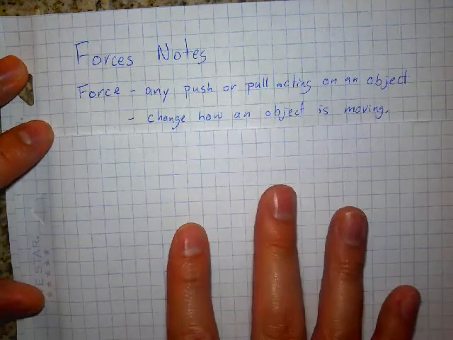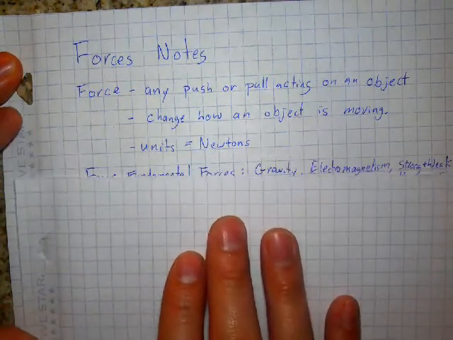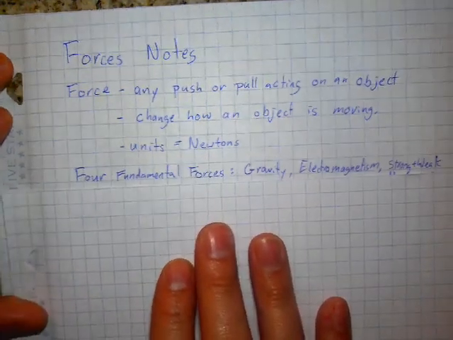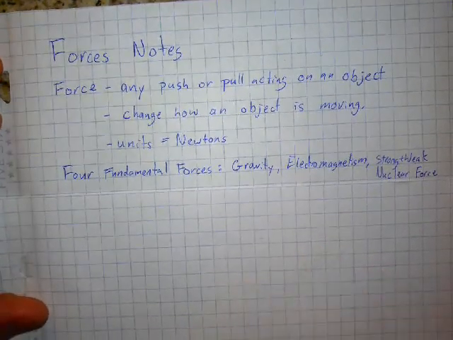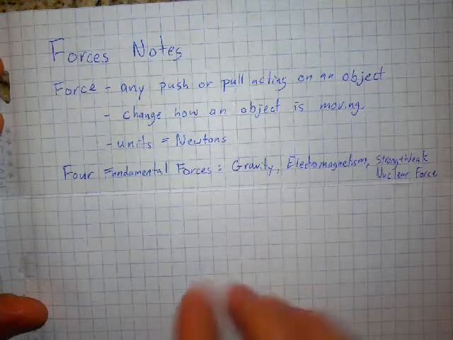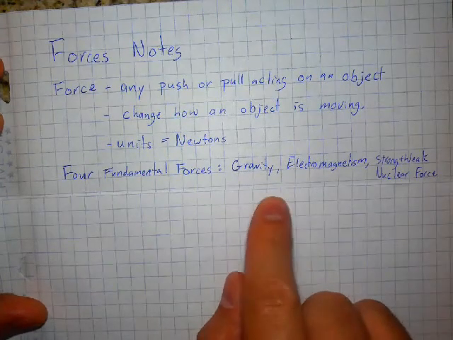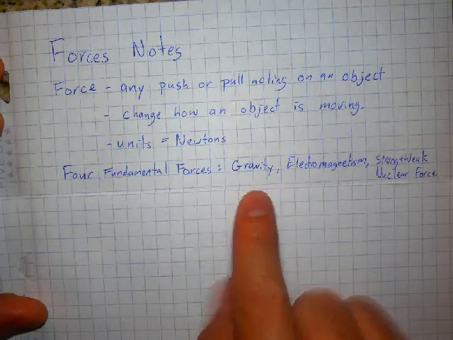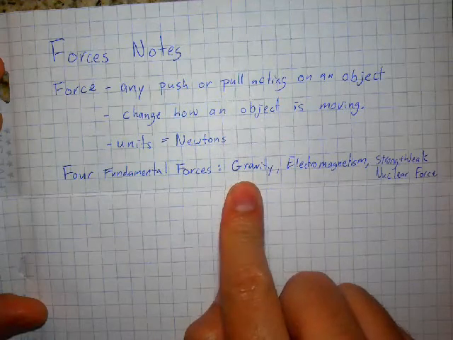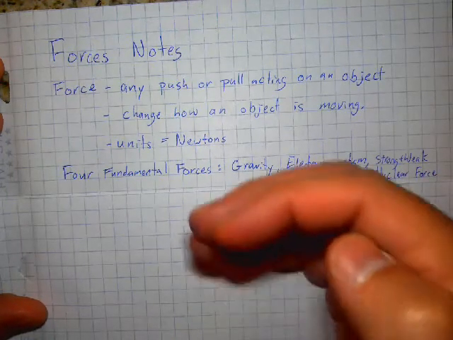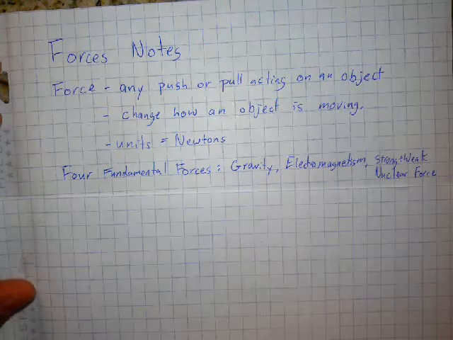Now, in physics, the units are going to be newtons. In physics, there's 4 fundamental forces. So 4 forces that every other force comes from. And really for us, we're going to think about just these 2. And honestly, only one of them we're going to explicitly talk about. So we've got gravity. So gravity is obviously what makes things fall down. It's what holds things down to the surface of the earth.